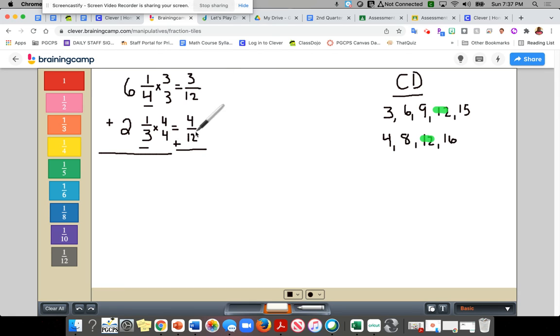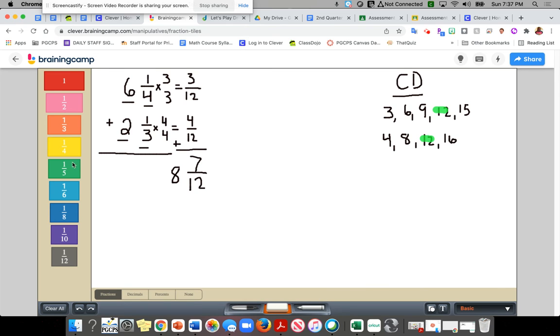And I'm going to add those together. And remember, don't add the denominator, just use the same denominator. 3 plus 4 is 7, and then bring down the 12. But then don't forget, we have to add those whole numbers. 6 plus 2, that equals 8. So my whole answer would be 8 and 7/12.